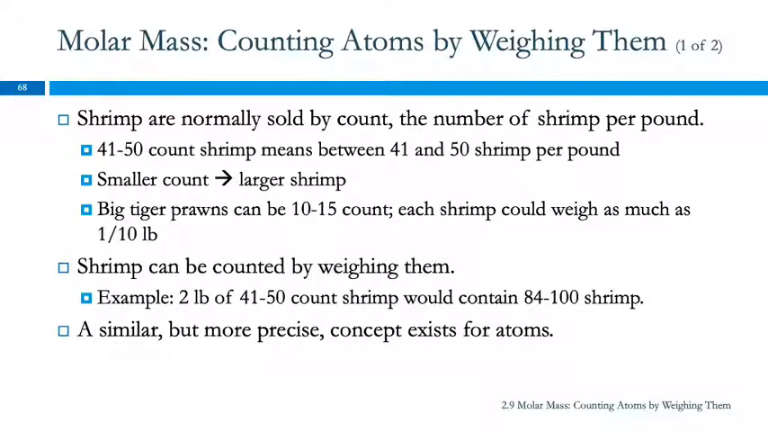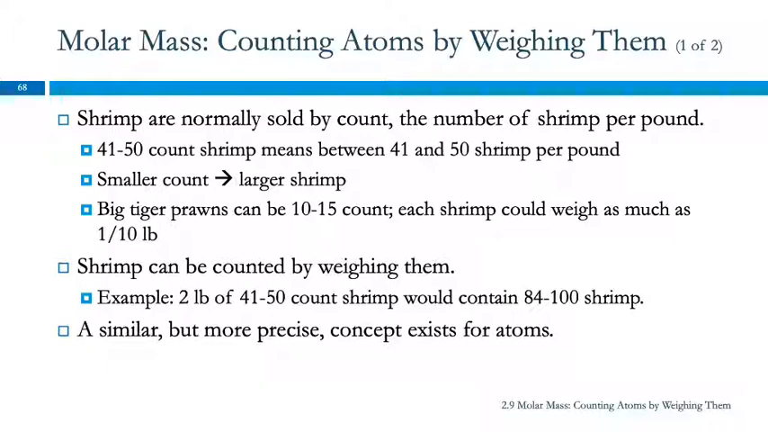Okay, so atoms are too small to see, which makes them difficult to count. And then there's too many of them also. But we oftentimes need to know, at least in general, how many atoms we're dealing with. So we count them by weighing them. And this is something we do in everyday life too, and here the example is shrimp.